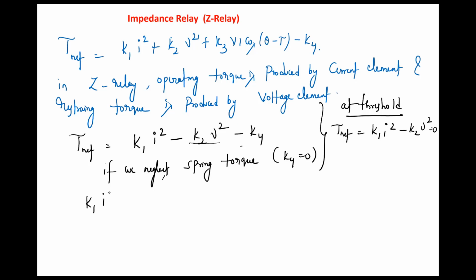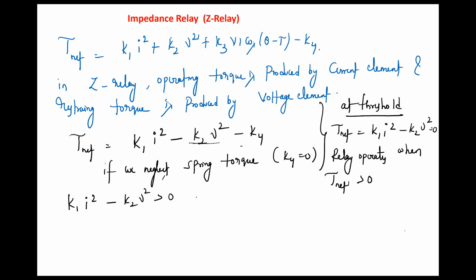K1 I square, relay operates when the net torque is greater than 0. That means relay operates if K1 I square minus K2 V square is greater than 0. Understand? Which implies K1 I square should be greater than K2 V square, then only relay will operate.